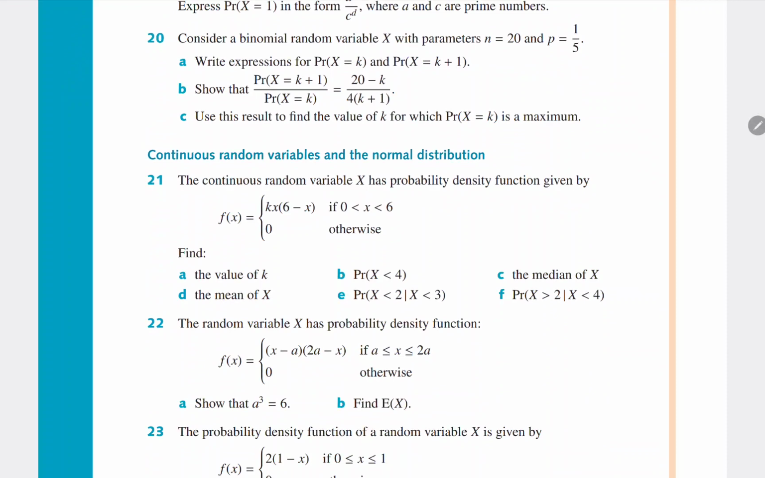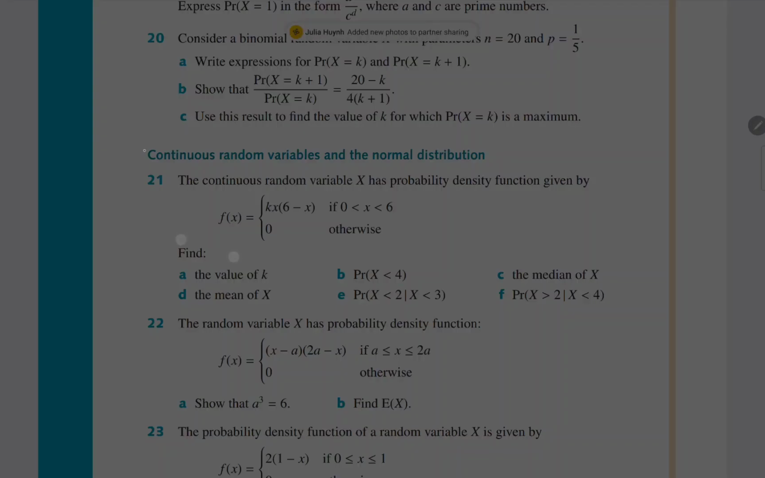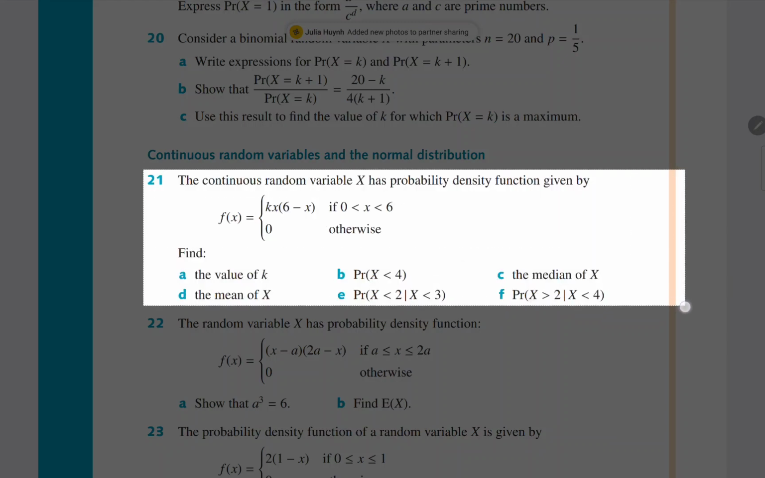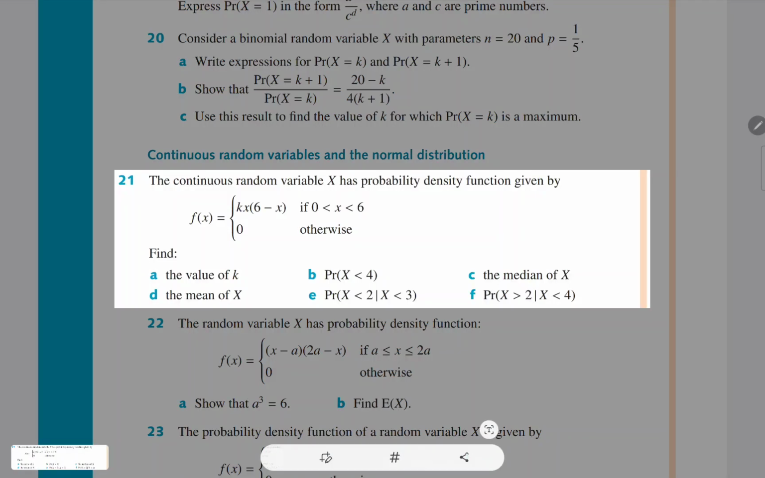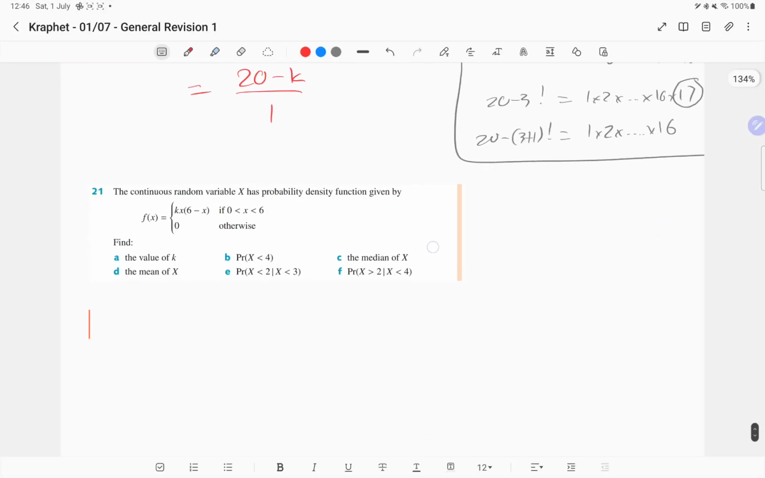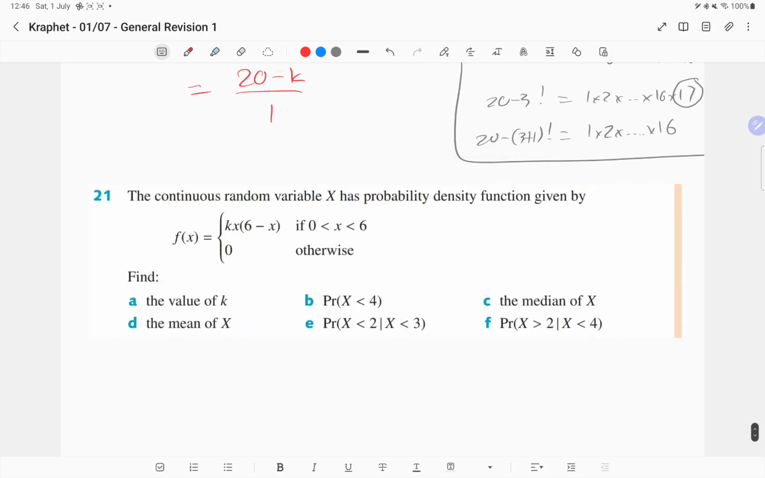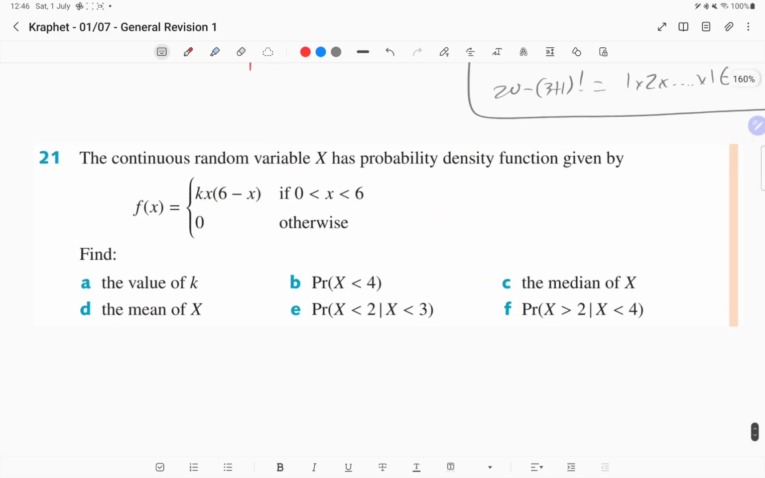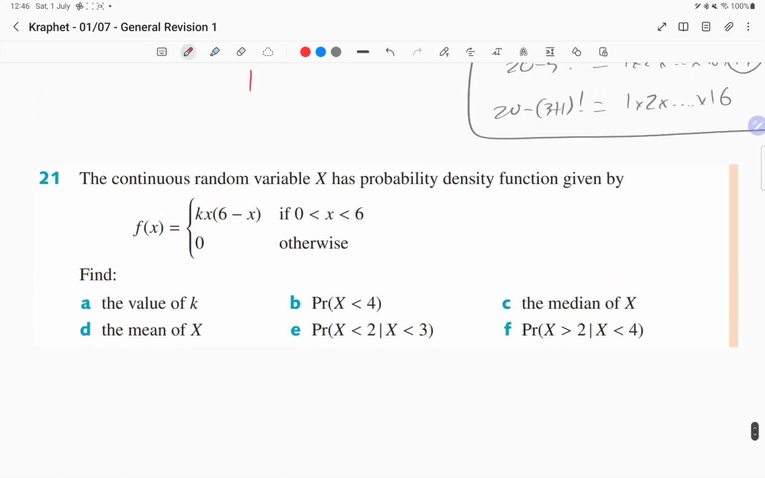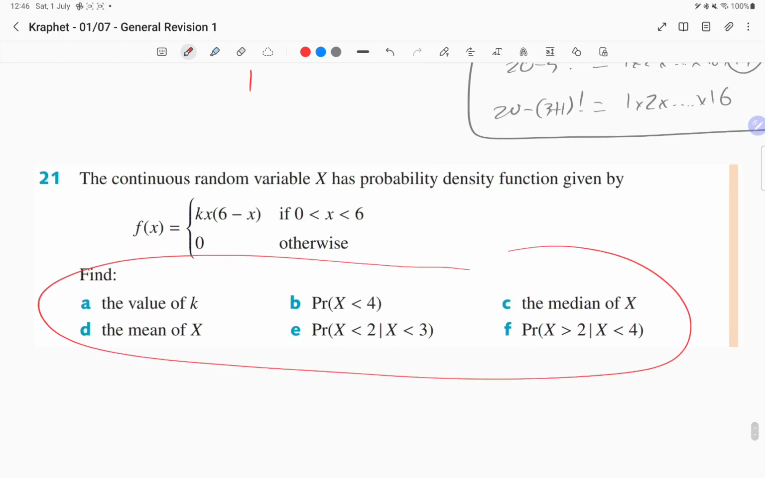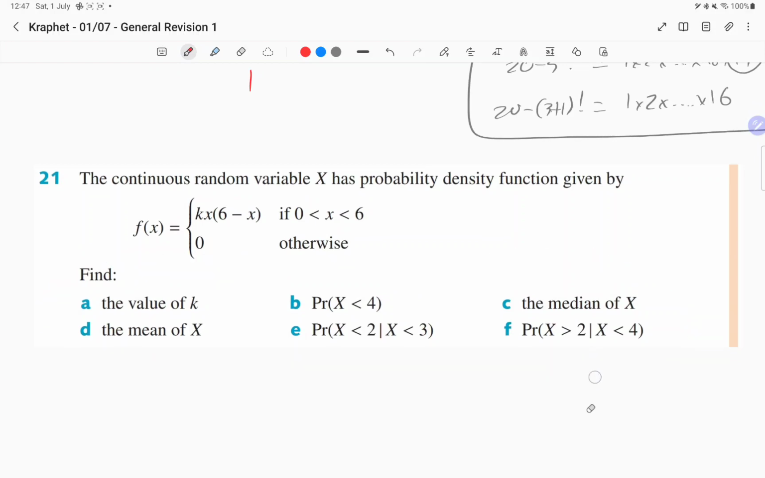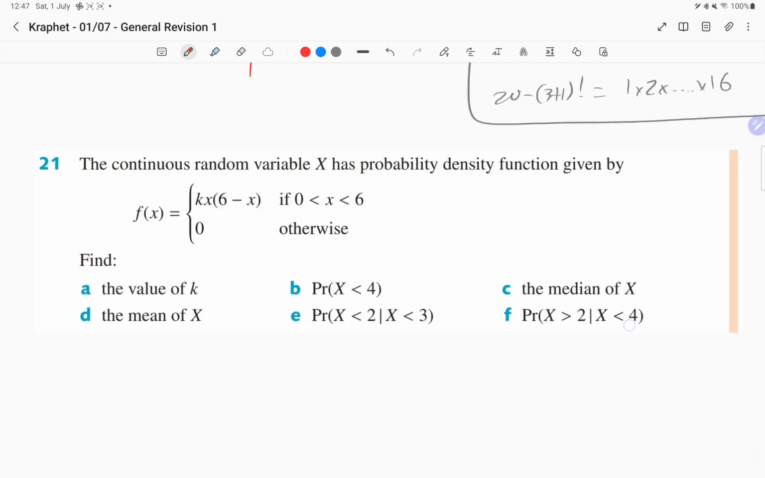Next will be continuous random variable. This one is very, very standard. This question is actually one of the most standard complex familiar questions for continuous random variable. Find k, then find the probability, find the median, find the mean, conditional probability. In the exam, you won't get all 6. I don't think you ever get a question that asks all 6 of them. But as a revision, this is really good. This question covers a lot of ground in continuous random variable.